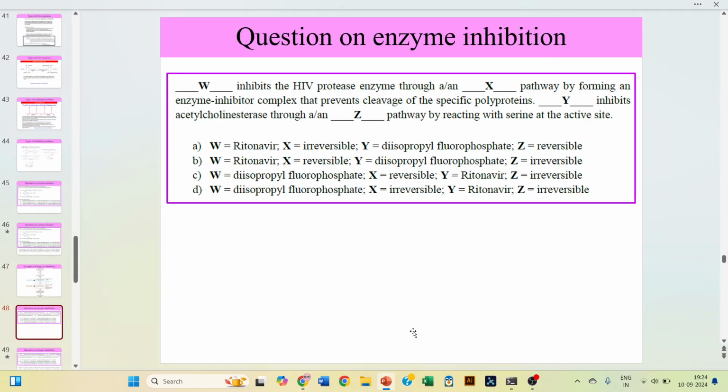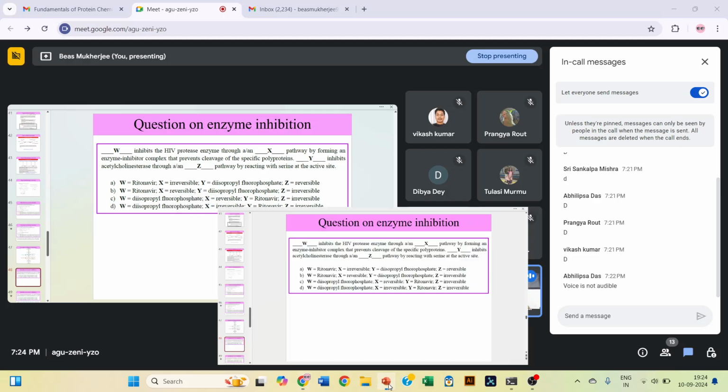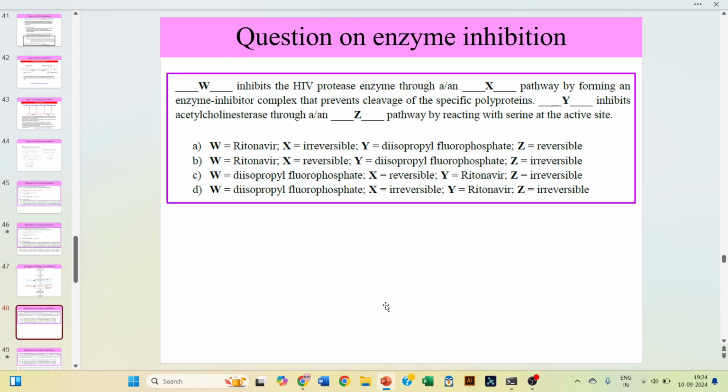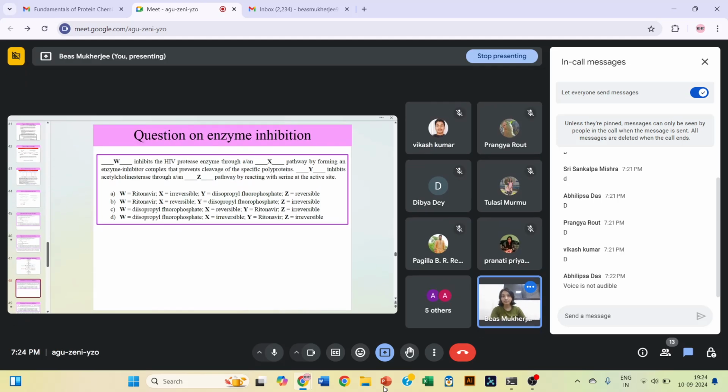So now this is one question. For this question, you have to study Voet biochemistry. Now you can try to answer this question. We read about ritonavir here. Based on that, try to answer this question. Dash inhibits the HIV protease enzyme through A or an dash pathway, forming an enzyme inhibitor complex. If an enzyme inhibitor complex is formed, then what kind of pathway should it be that prevents the cleavage of specific polyproteins?